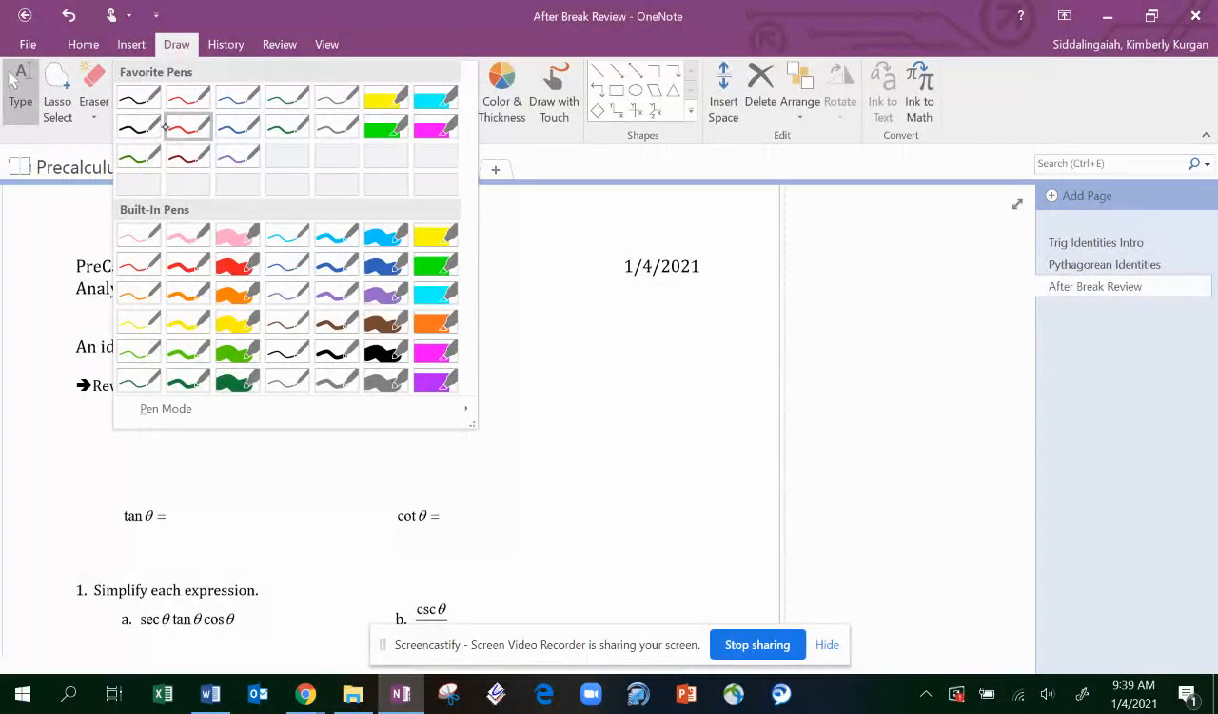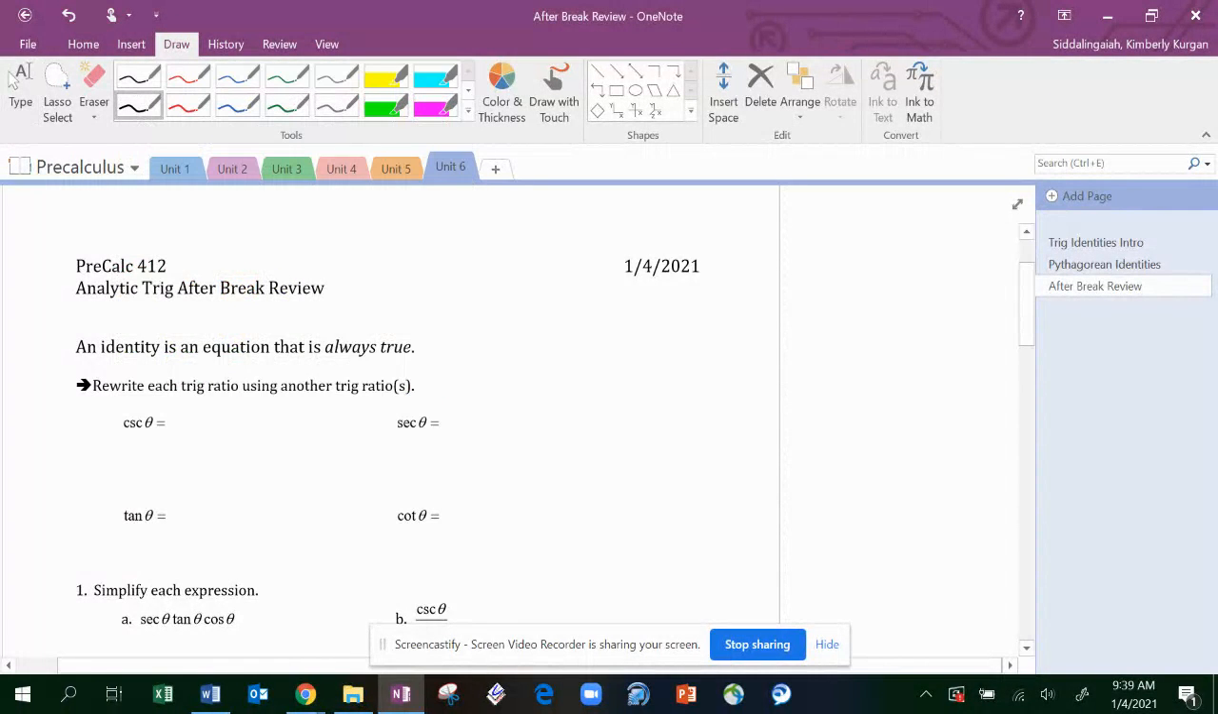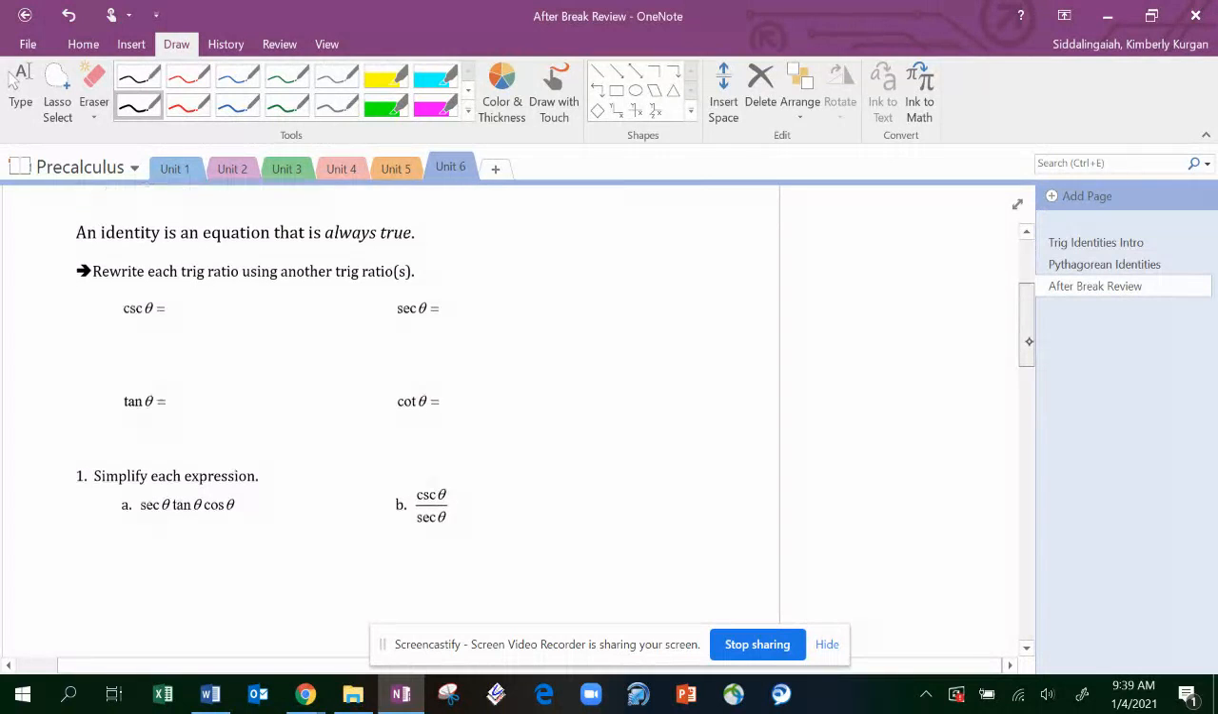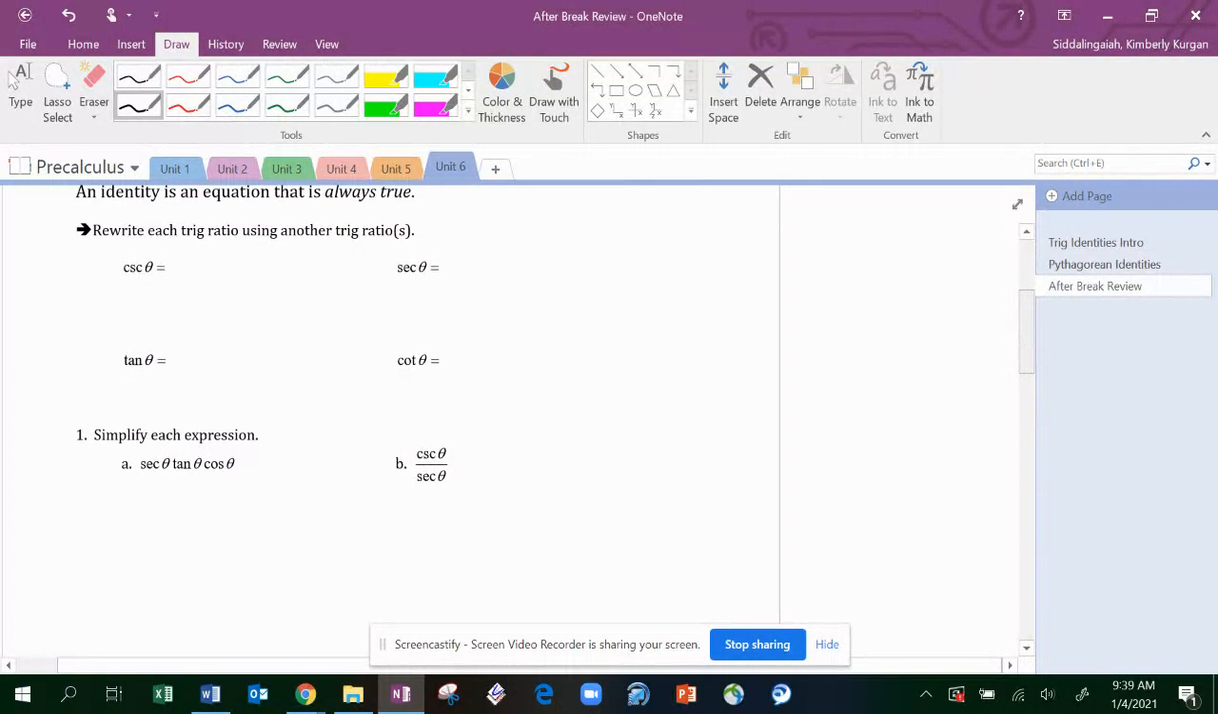Okay, so the first part is I'm just going to remind you of some trig ratios that we did before break. So you can write these down, but you don't have to. If you're just watching, that's fine too. Cosecant, we rewrote as 1 over the sine. And then secant, we rewrote as 1 over cosine. So those should seem pretty normal based on what we've done with trig this semester so far.